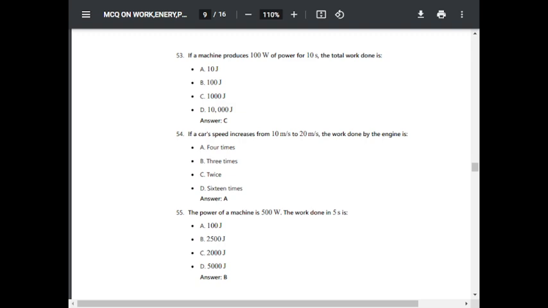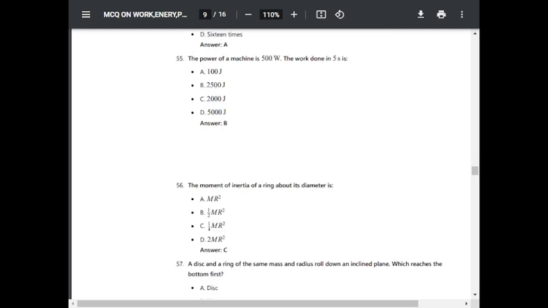Question number 55. The power of a machine is 500 watt. What is the work done in 5 seconds? The power is 500 watt. The work done is power into time, that is 2500 joule. Option B is correct.